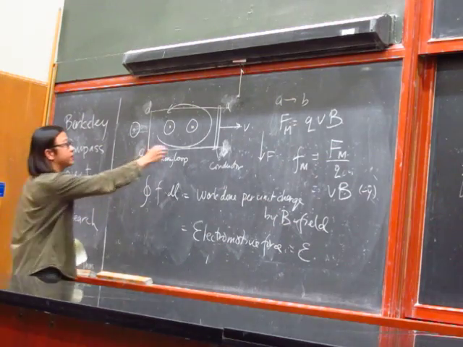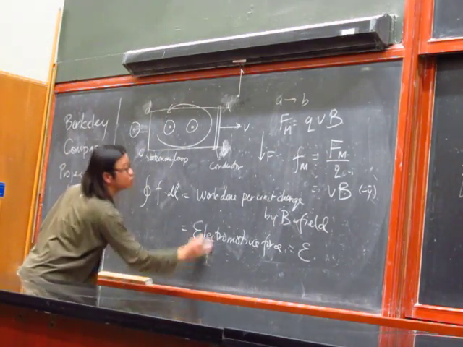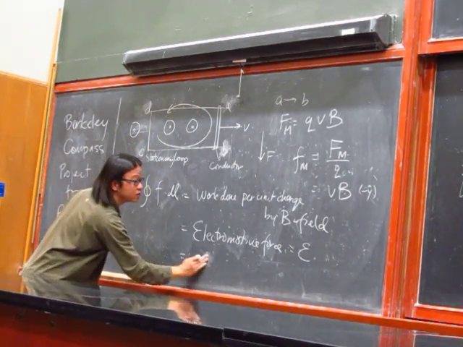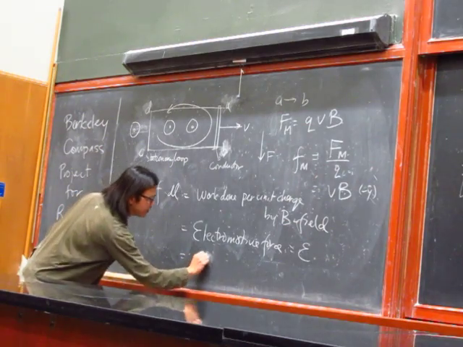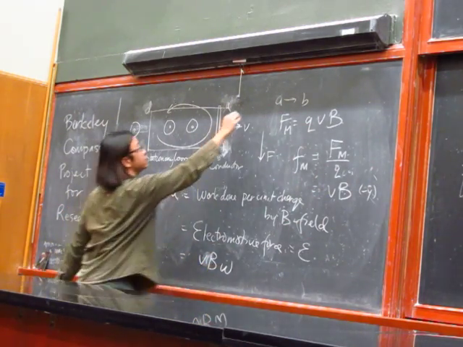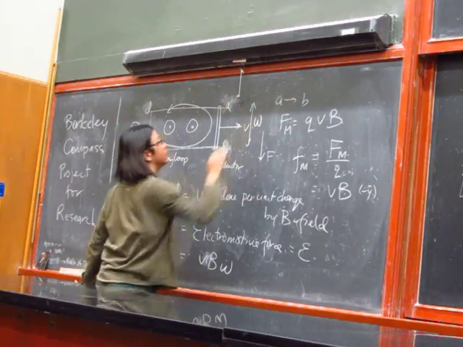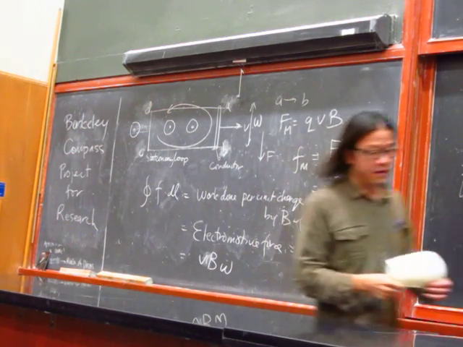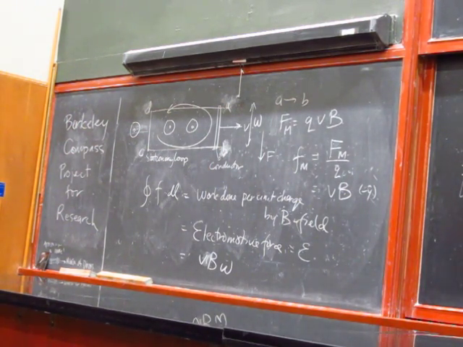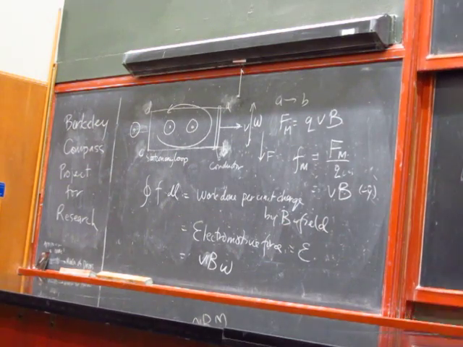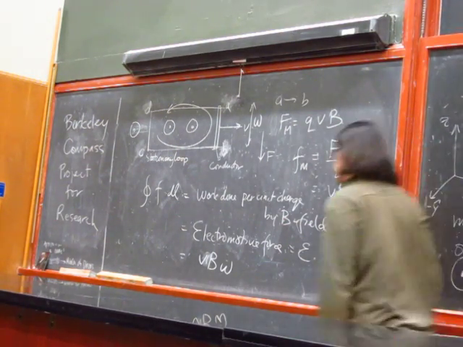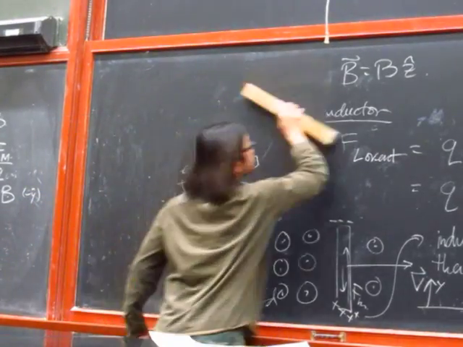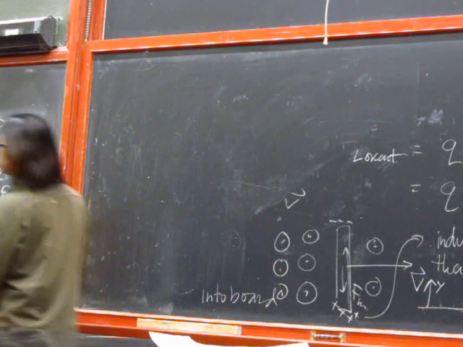And in this case here, because the force is zero everywhere else, because on the rest of the segment nothing is moving, this is just equal to V times W. The W is the width of the rod. And when that happens, you have current generated, because charges will move here.